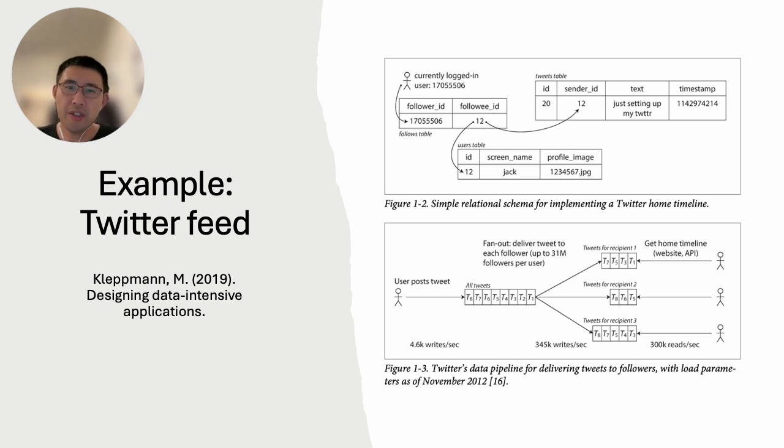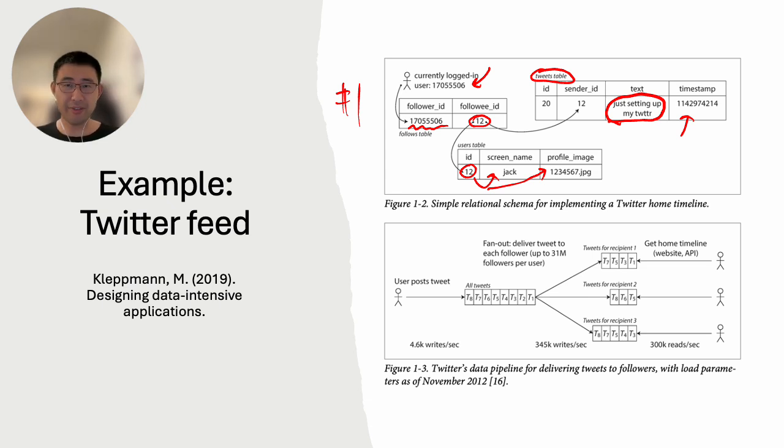I think initially Twitter did method one, where all the tweets are a huge table of all tweets under the sun. And because I'm logging in, I need to access my home feed. And this is my follower ID. I just look up, who do I follow? Maybe I follow user number 12, and therefore I look up user number 12's name and profile image. I add that to my home feed because I need that. And that person said this tweet, just setting up my Twitter. And there's a timestamp of that. So I just query the whole database, filtering what I need every time.